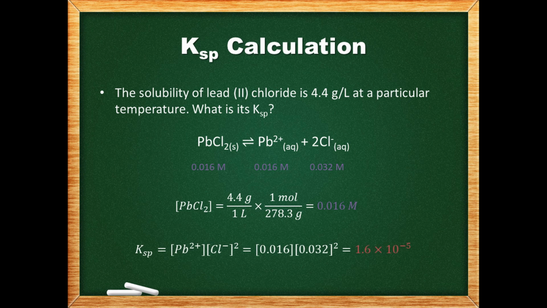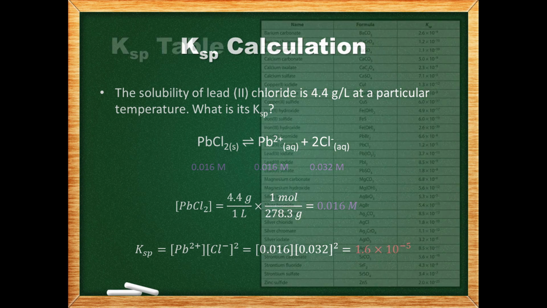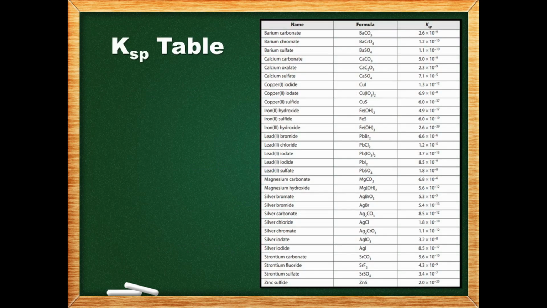Next we can write the KSP expression. The concentration of each ion is raised to the power of its coefficient in the equilibrium equation. This means we must square the chloride concentration. We have all the values we need, so we plug them into the equation and get a value for KSP. The solubility product constants of salts can be found in tables like this one.